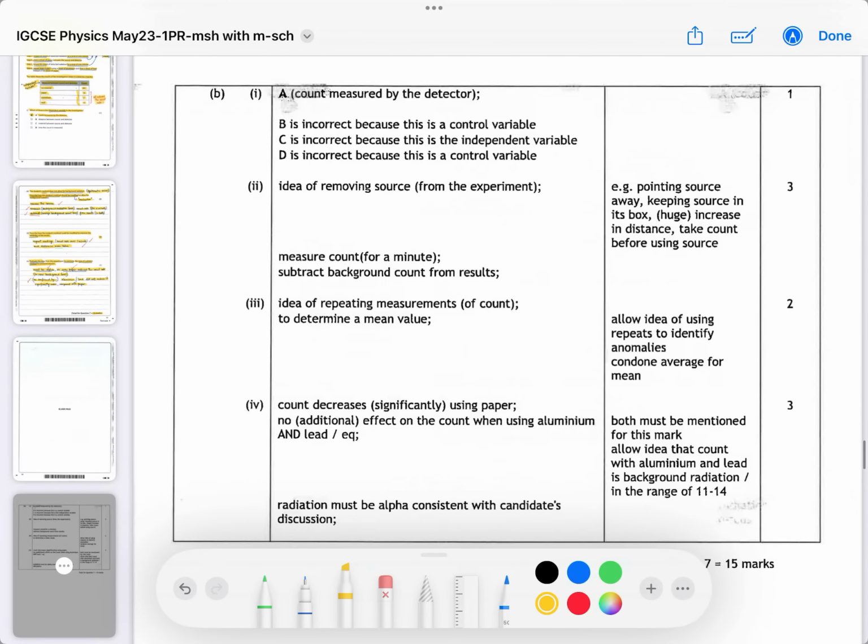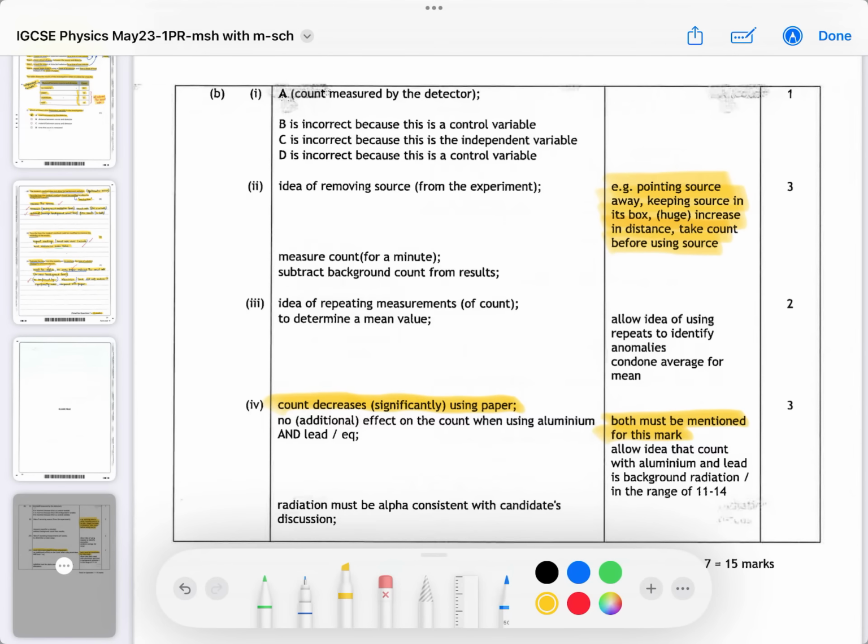Here's the rest of the mark scheme. Here's a note about pointing the source away, from a safety point of view, keeping the source in the box to increase the distance and make sure it's not affecting the count rate. Both must be mentioned for this mark.